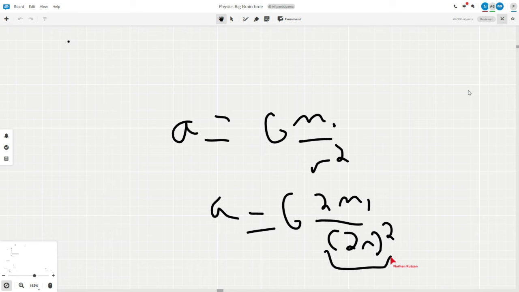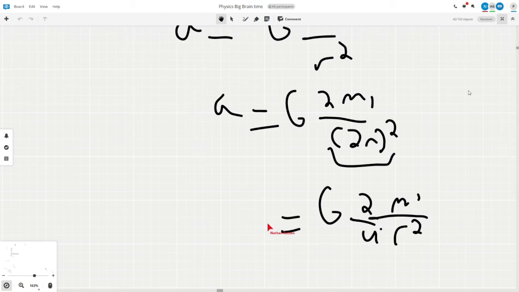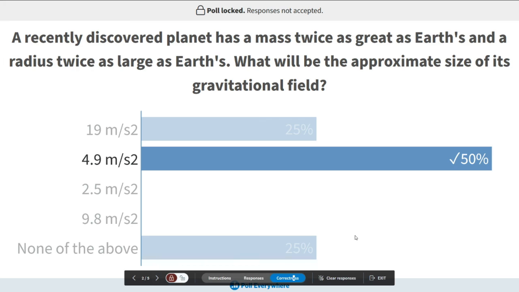So 2 squared is going to be 4. So we would say G 2 over 4 M1 over R squared is equal to A. And obviously 2 over 4 is 1/2. So in order to balance the equation, A has to be 1/2. On Earth it's 9.8, so 1/2 of 9.8 is 4.9. Anyone have any questions? Does that make sense to everyone? Okay.